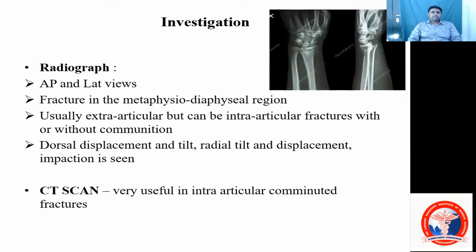Investigations: how are you going to investigate radiologically? The basic one is the radiograph. You take a plain X-ray of the wrist, anterior-posterior and lateral views. In that, what you can see is a fracture line in the metaphyseal-diaphyseal region. Usually this is an extra-articular fracture, but intra-articular extension or sometimes comminution can be there due to osteoporosis. And then there will be dorsal displacement, tilt, radial tilt and displacement, impaction, and sometimes supination also can be there.